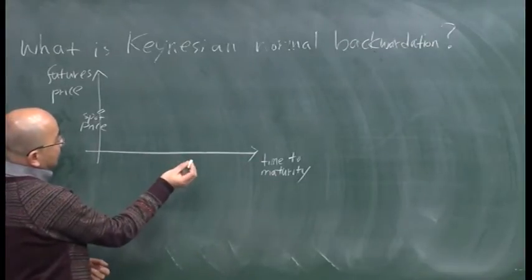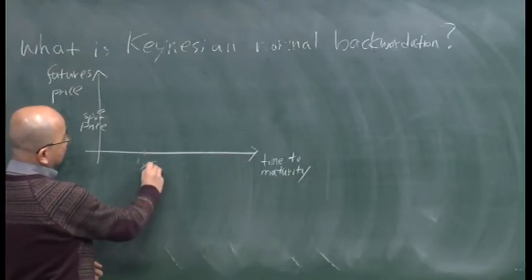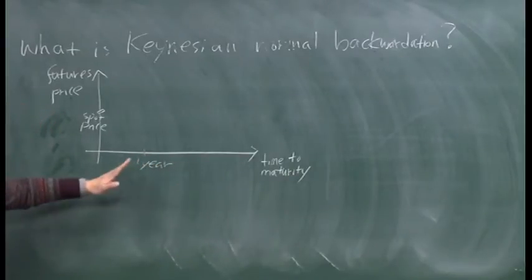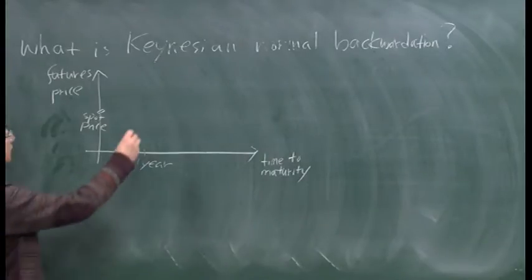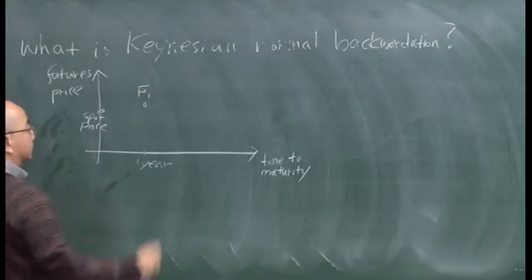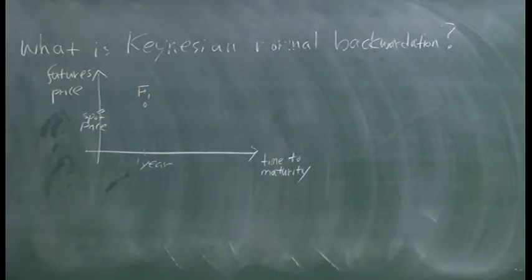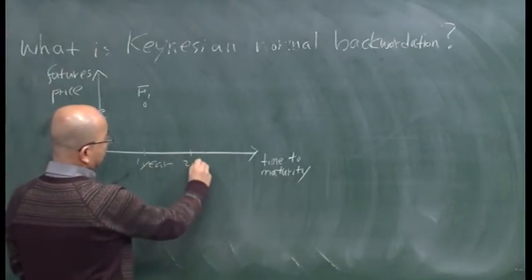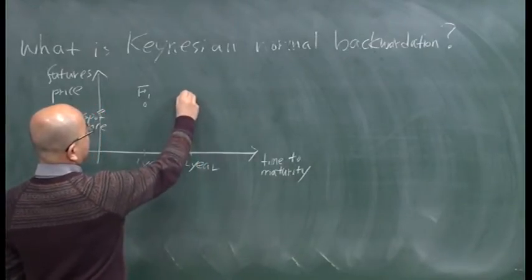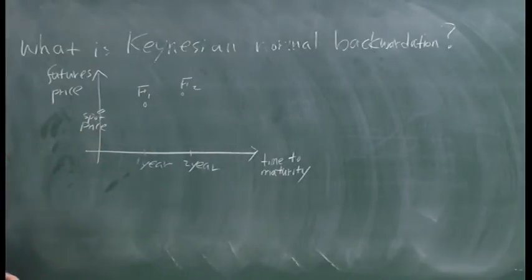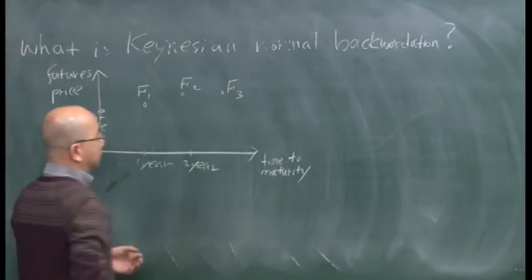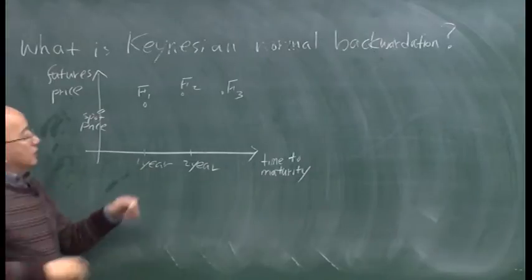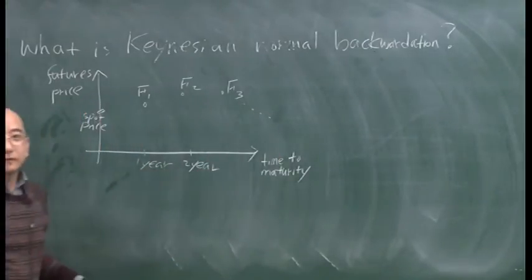And if there's a 1 year futures contract, the contract to buy or sell something 1 year later, you can indicate some 1 year futures price somewhere here, and say 2 year, F2, is here, or maybe F3 is somewhere here. And you can, of course, plot other further points.